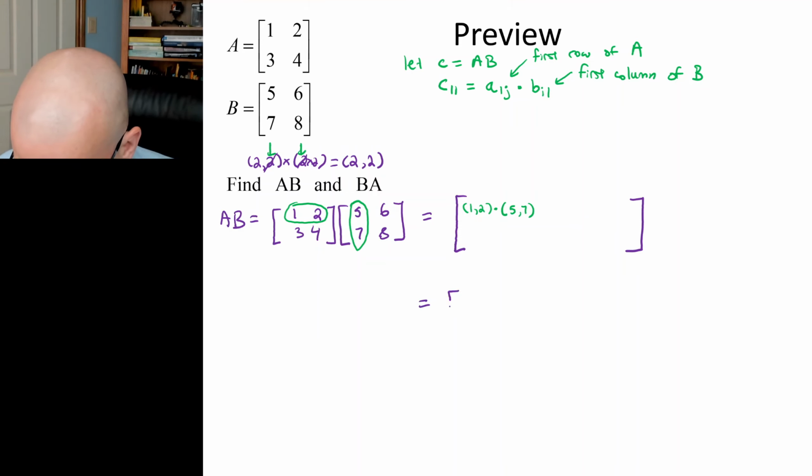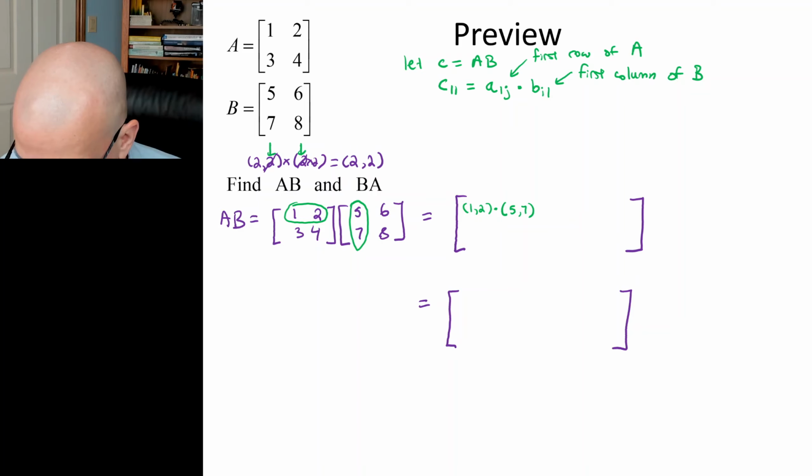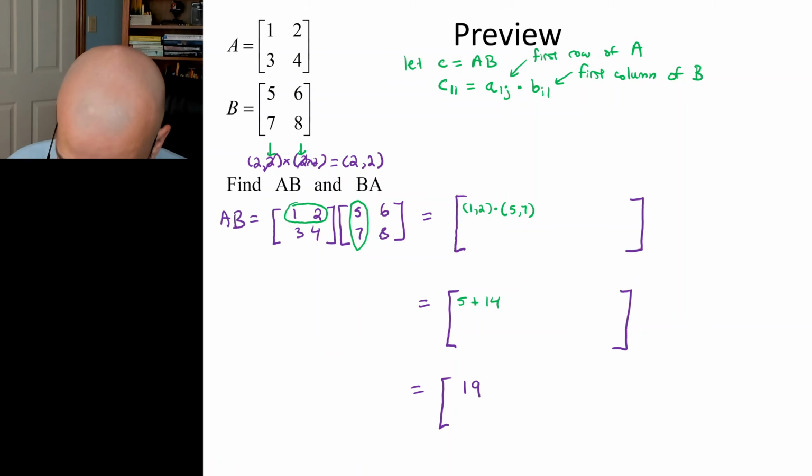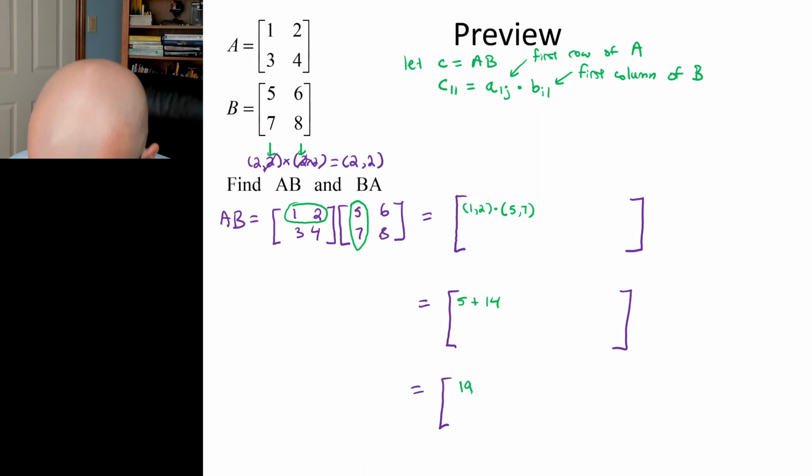Okay, and we're going to do the other ones, but I just want to put a number down for this. So we have 1 times 5 plus 2 times 7, 14. And then I'll fill it in, 19. So the first element is 19.